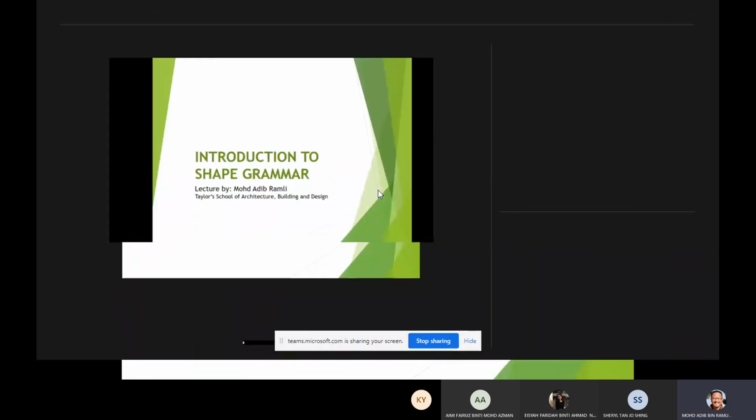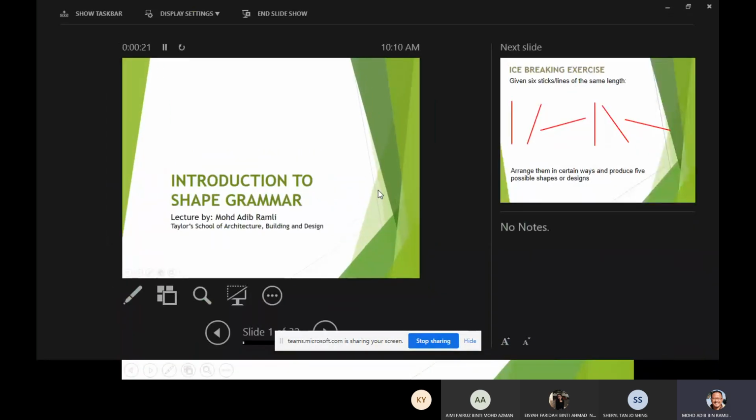Okay, so today's first lecture is the introduction to shape grammar. I would say this is the most important lecture for this module, because the concept of shape grammar is quite simple, as long as you understand the basic concept behind it. Once you know the concept, you can apply it to create designs, in the form of two-dimensional and also three-dimensional.